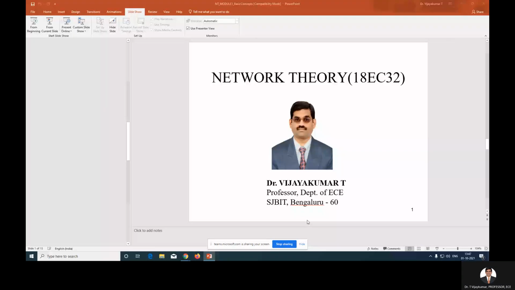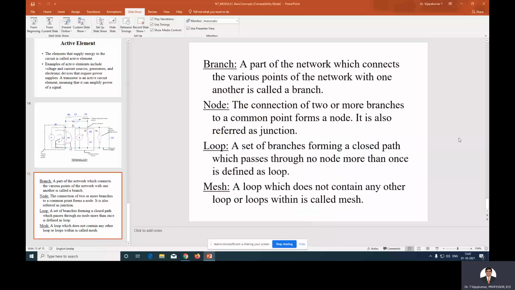These are the basic concepts of network analysis, or we can call it network theory.